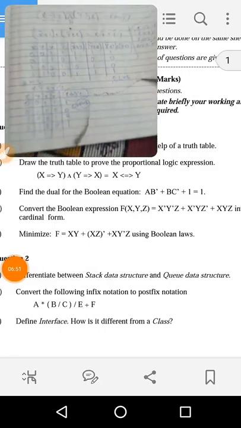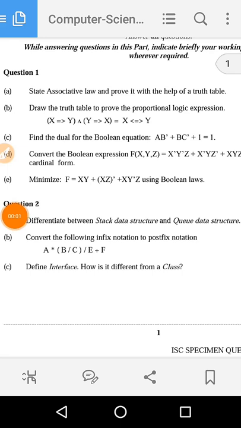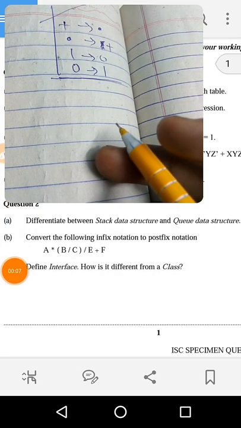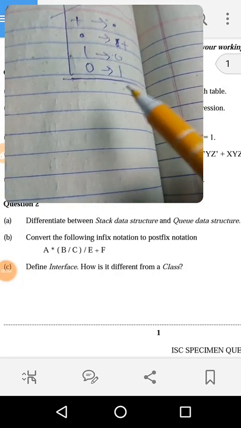Next, Boolean equation: AB dash plus BC dash plus 1 equals 1. Before coming to that question, let us remind that in the dual, AND is replaced by OR, OR is replaced by AND, 1 is replaced by 0, and 0 is replaced by 1.